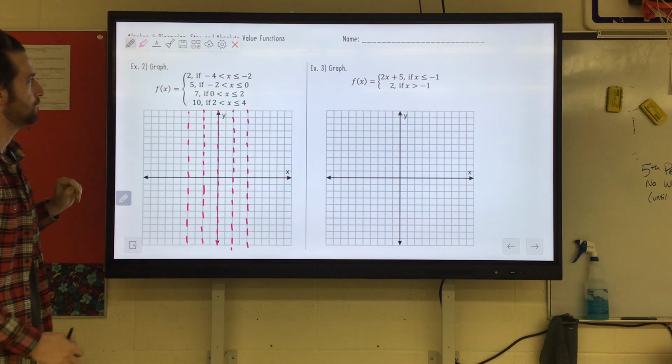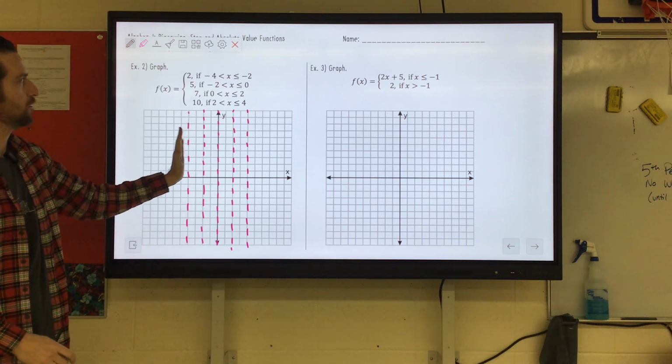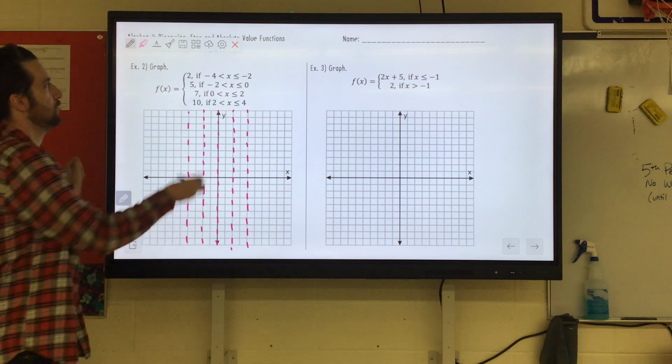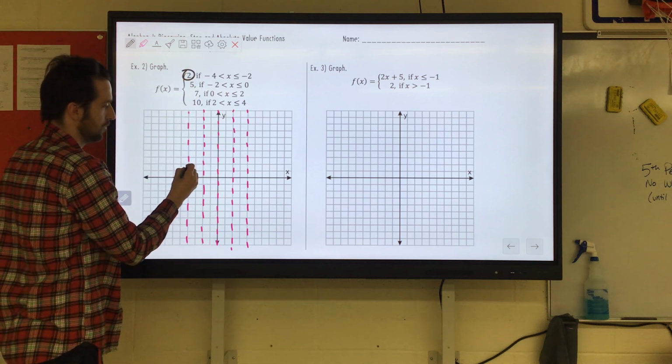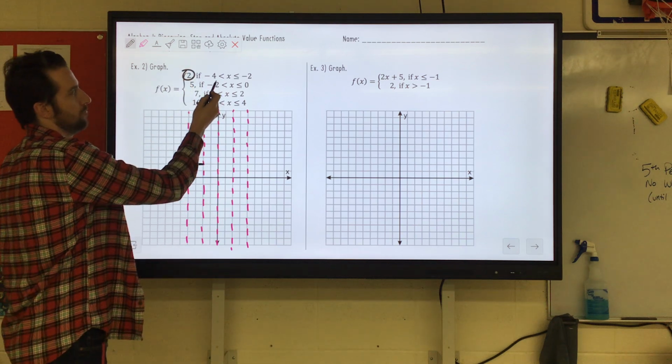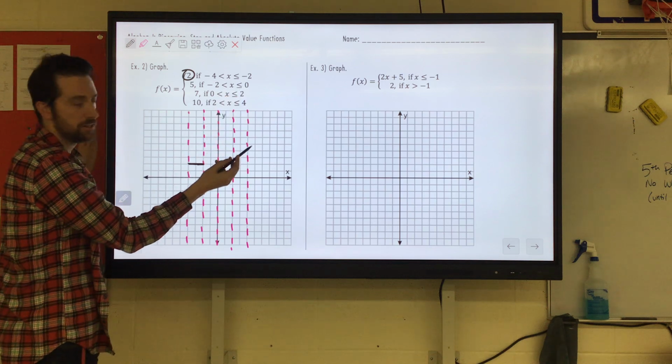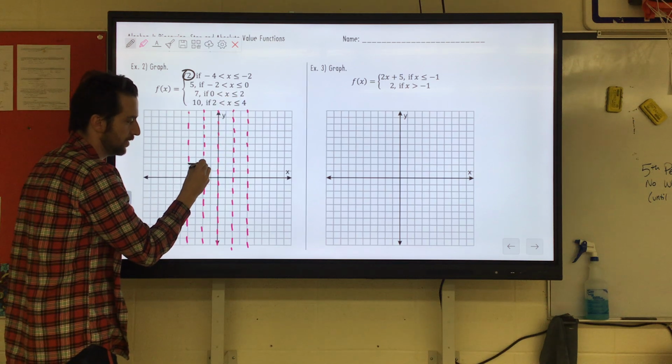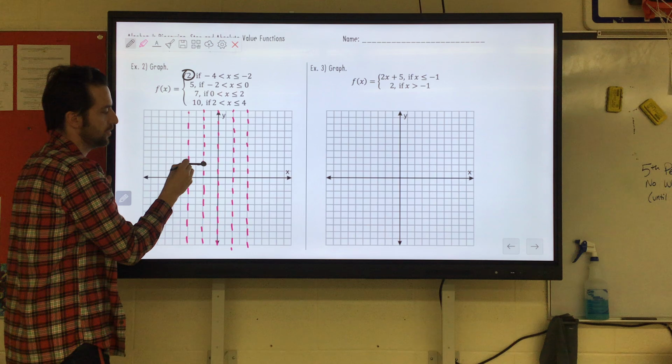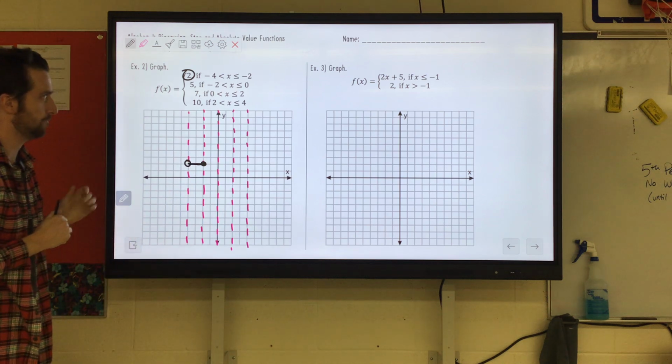All right, cool. So between -4 and -2, we're going to be at 2. Now the -2 has the or equal to on it, so that's going to have a solid dot. The -4 does not, so that's going to be an open dot.